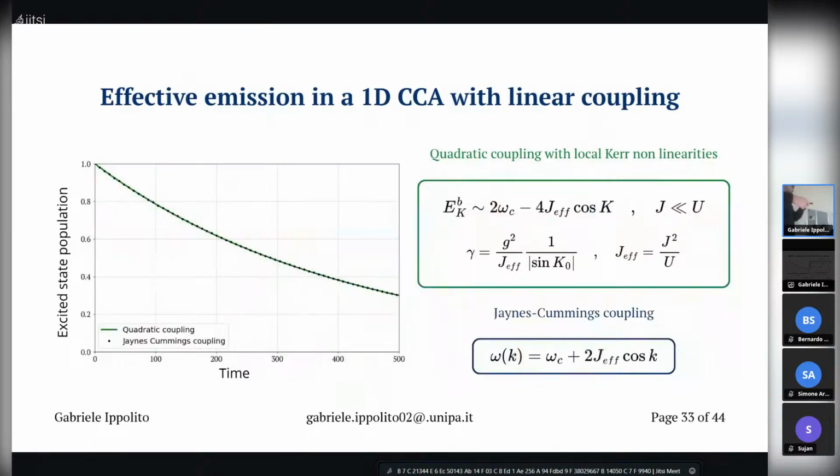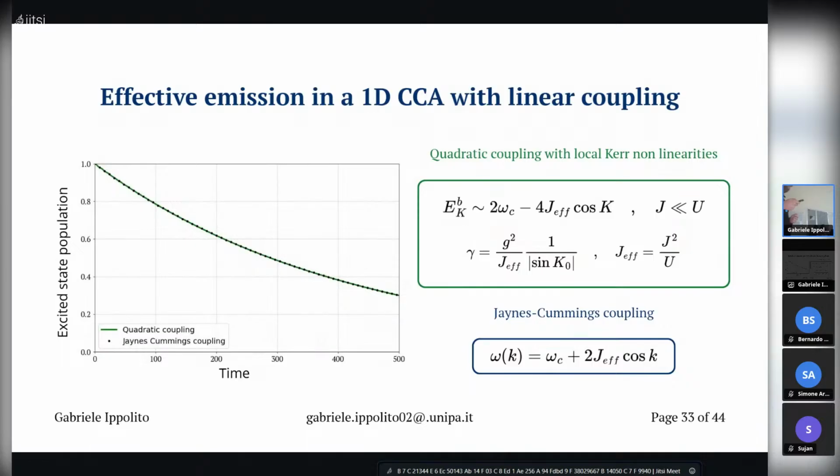Without Kerr interaction, the emission dynamics of an atom quadratically coupled to the field was similar to the single photon emission dynamics of an atom in a two-dimensional lattice, okay? Now, with Kerr interaction, my emission dynamics with an atom quadratically coupled to the field resembles the single photon emission dynamics in a one-dimensional lattice.